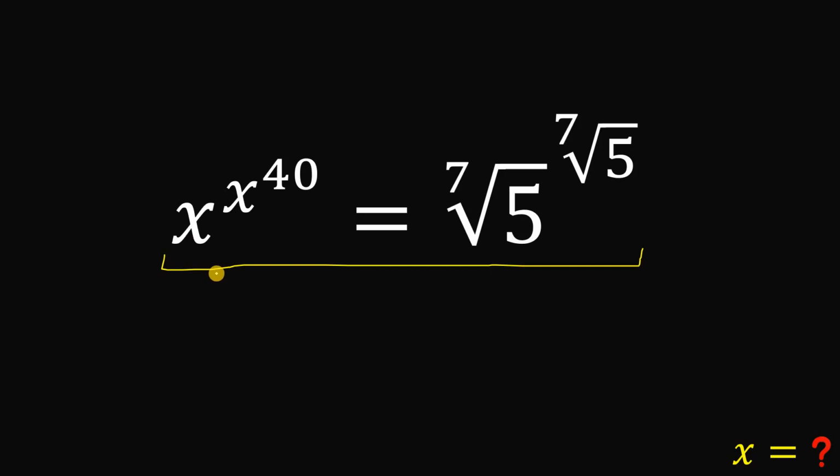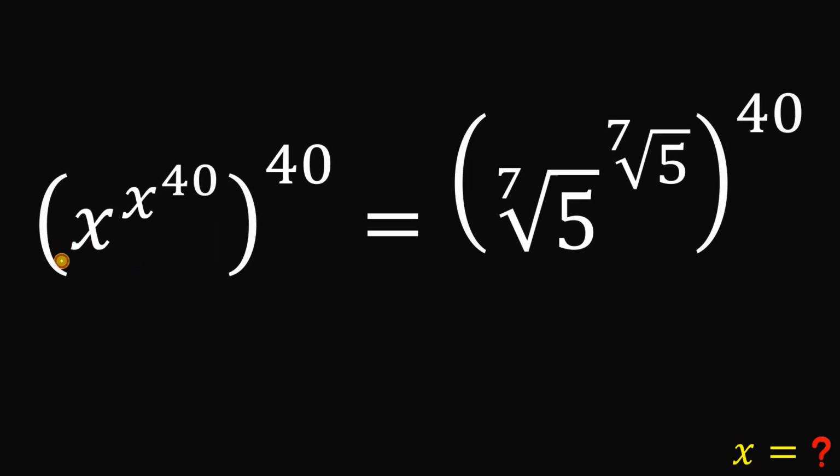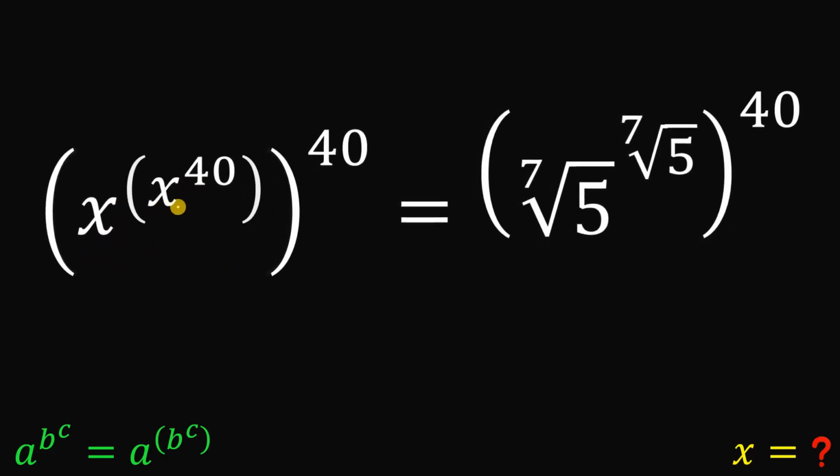To answer this question, what we're going to do is raise both sides to the power of 40. At this point, we will simplify this using some laws of exponents. Take note, when we have a raised to the power of b raised to the power of c, we can rewrite this as a raised to the power of b times c. So x raised to the power of x raised to the power of 40, we can rewrite as x raised to the power of x times 40.